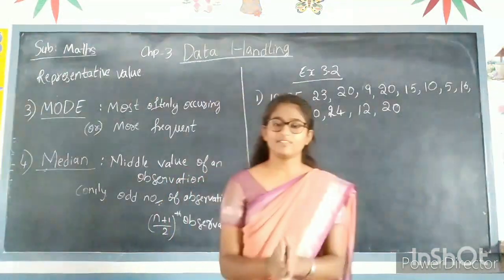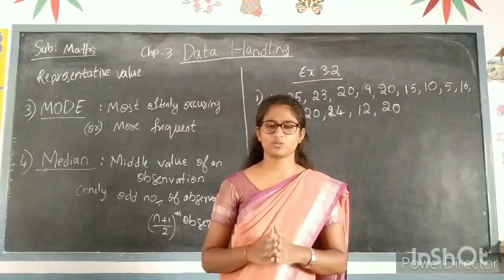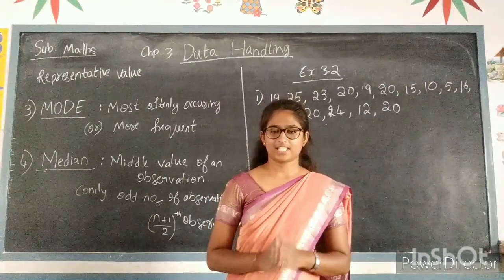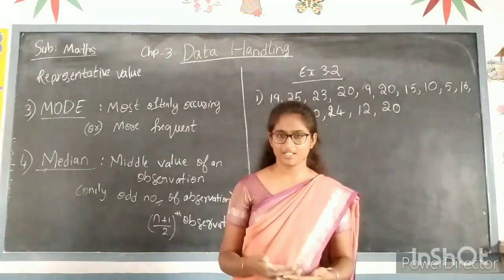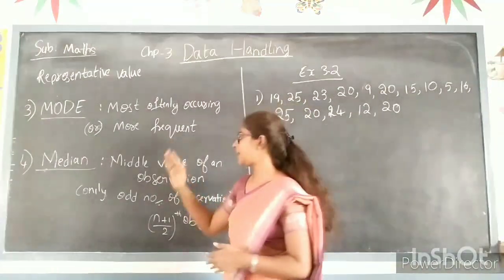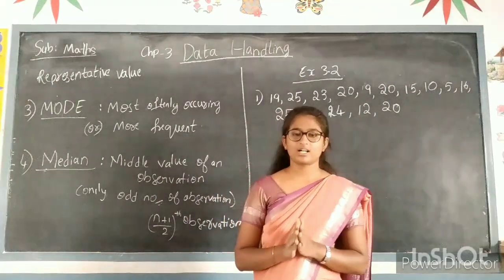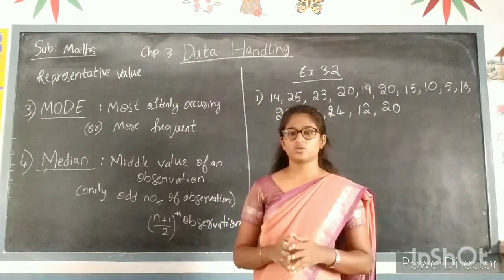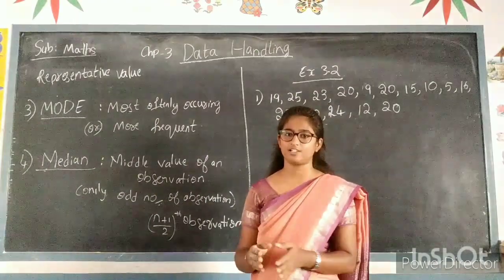Students, we have learned average and range as representative values in the previous classes. Let us learn the other ways of representing the data, that is mode and median. We know that all data are not the same, so different kinds of data mean different representative values.